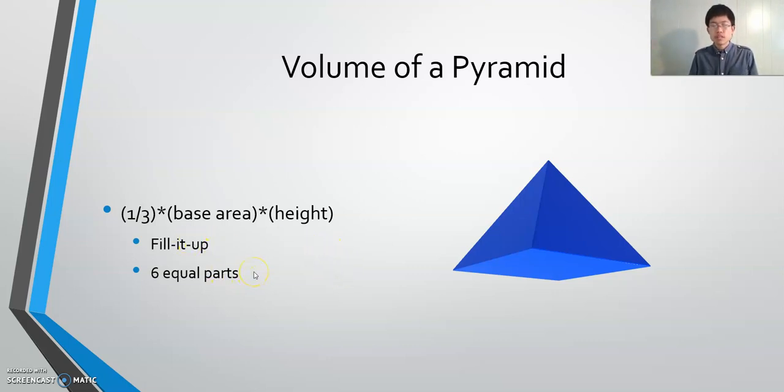The other explanation was 6 equal parts. You get a prism and divide it into 6 equal prisms. You look at the volume of a prism, and then from there you can get this formula. Now I'm not going to do that today.